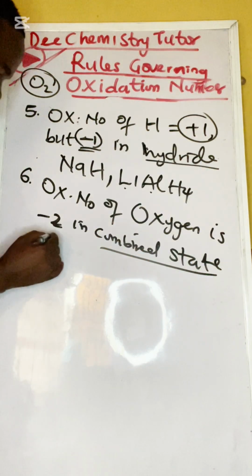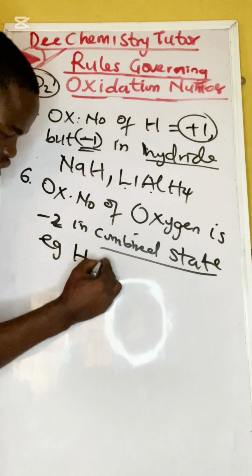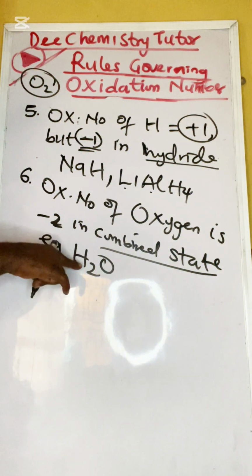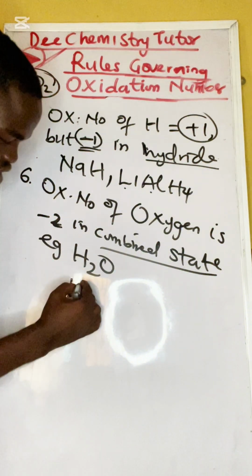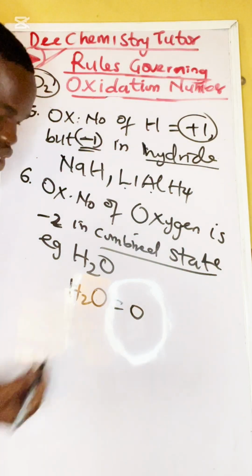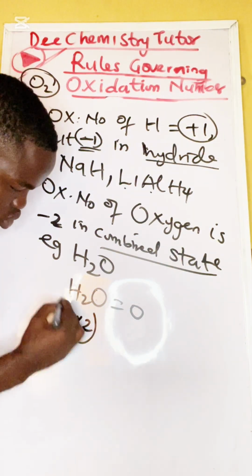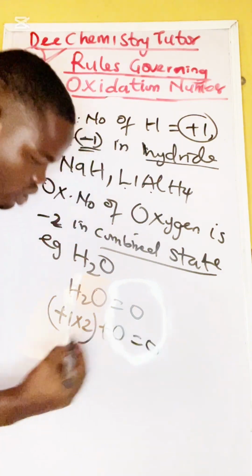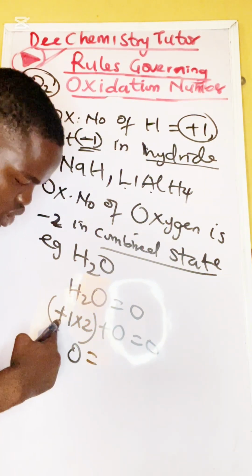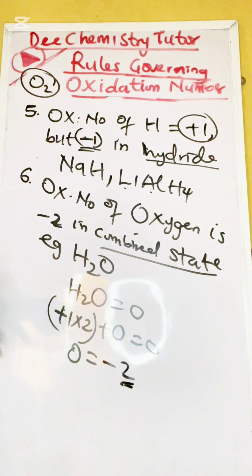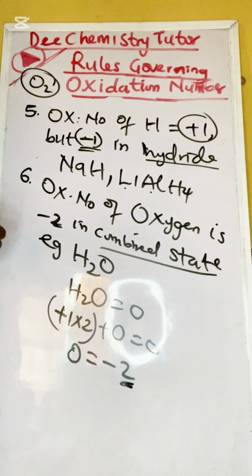For instance, e.g., H2O. Oxygen is here. Because it's a combined state, the oxidation number of oxygen here will be -2. Look at why. The first rule is that the oxidation number of a compound must be 0. Now this is +1 times 2, plus oxygen equals 0. Then oxygen becomes what? This is +2. Then +2 will go to the other side and becomes -2. So that is why this is -2.